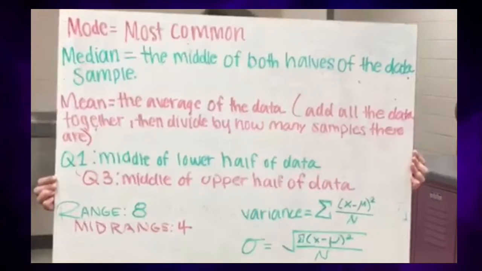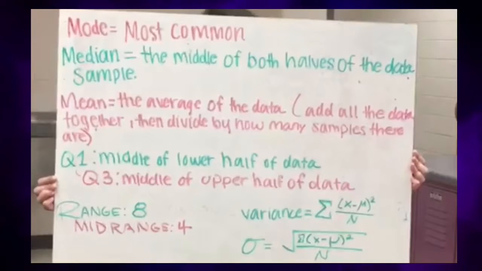Q1 is the median of the lower half of the data set, and for us that was 0. Q3 is the median of the upper half of the data set, which for us was 2. The interquartile range is Q3 minus Q1, so for us 2 minus 0, which gives us 2 for our IQR. The range is the max minus the min, and our max was 8 and our min was 0, so our range was 8.